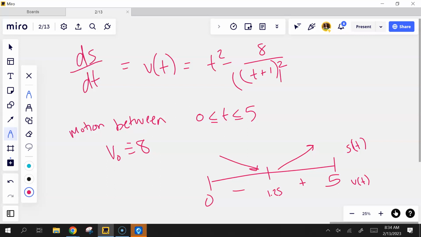So left and right, or I'm decreasing and then increasing on my position graph. Does that make sense? Are y'all remembering that? It's kind of a recap from way back when.